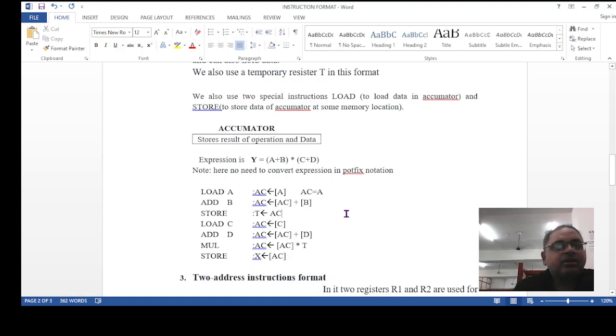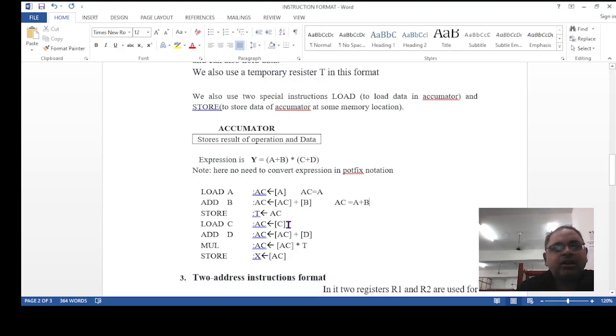Okay, now we have to use the accumulator again. Now in the entire process of one address instruction format, what is the main thing, what accumulator is containing. So now accumulator is containing a plus b.